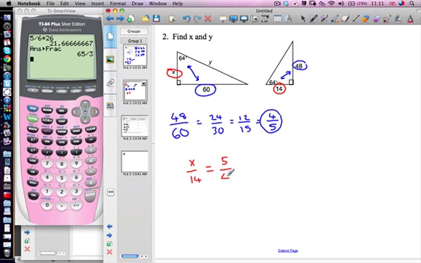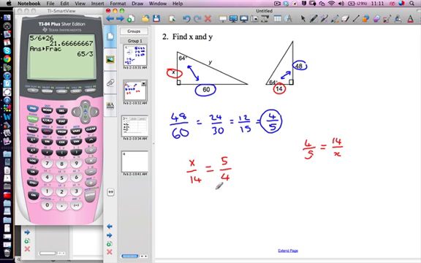5 over 4. Okay, we could also have done, if we started with 4 over 5, we could have said that that was equal to 14 over x. So it doesn't matter which way round we go, as long as we're not mixing up the small and the big. So on the top, we've got the ratio from the smaller triangle. So that 48 simplified down to the 4, and then the big triangle on the bottom.